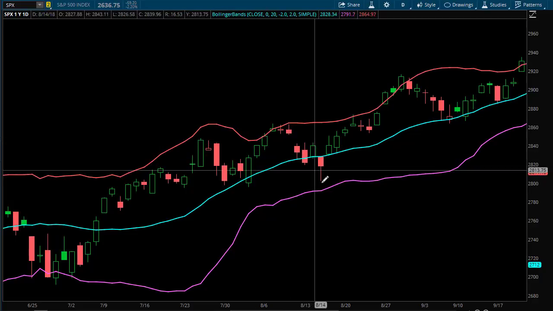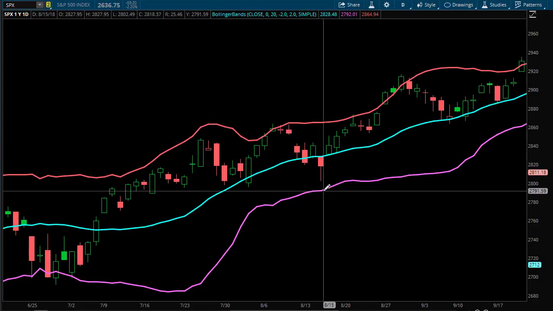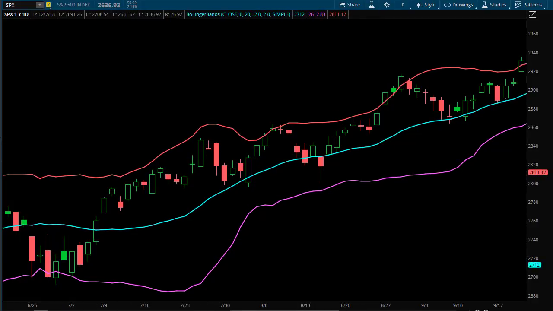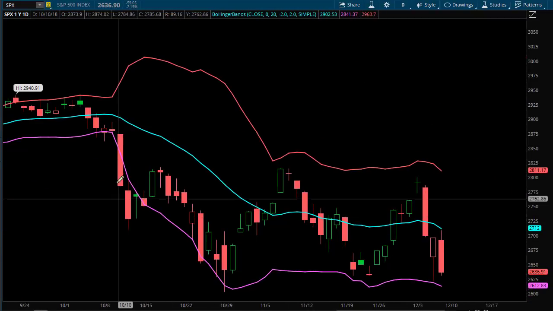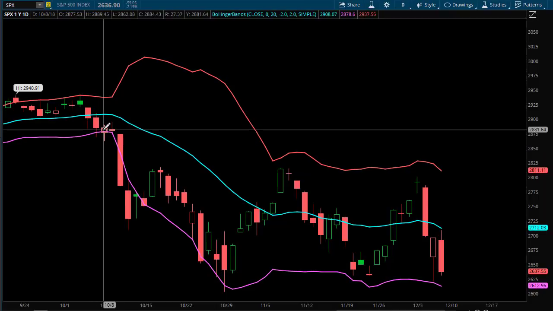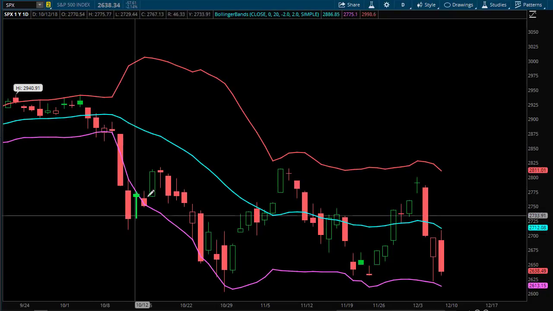It was pretty easy. If you got near the lower band, you sold put spreads. That's just not what I recommend. Obviously, it's worked a little bit. It did not work here. Did not work here. You sold put spreads here, you're in trouble. Sold put spreads here, yeah, you get a snapback.